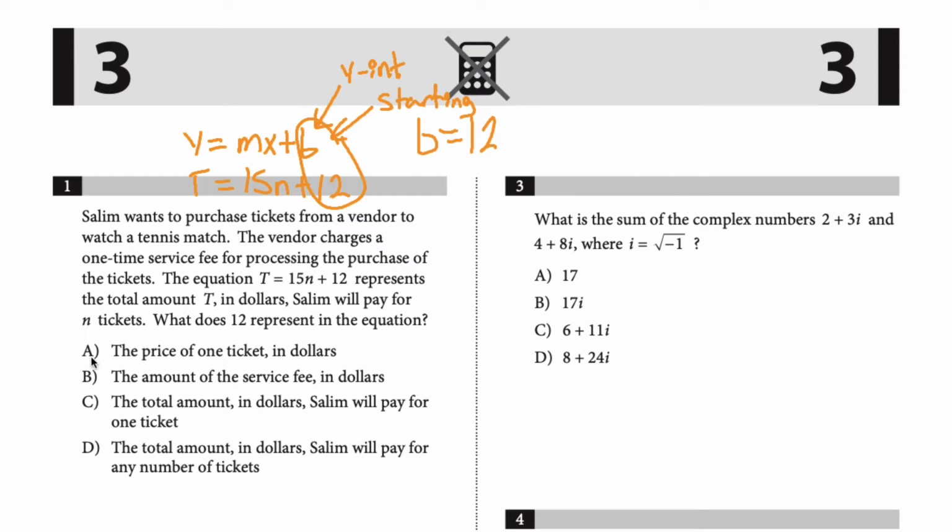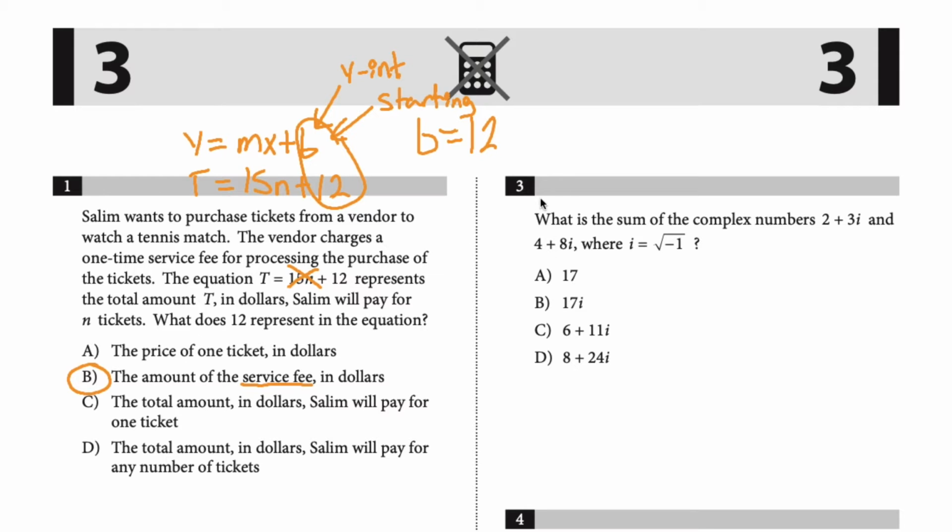So when we look at the answer choices, A, the price of one ticket, no. B, the amount of the service fee in dollars, maybe. C, the total amount in dollars Salim will pay for one ticket, that's not it either. D, the total amount in dollars Salim will pay for any number of tickets. No, so this is going to be B. This is the price excluding the tickets. So it's the amount you pay before you purchase any tickets, which is the service fee.